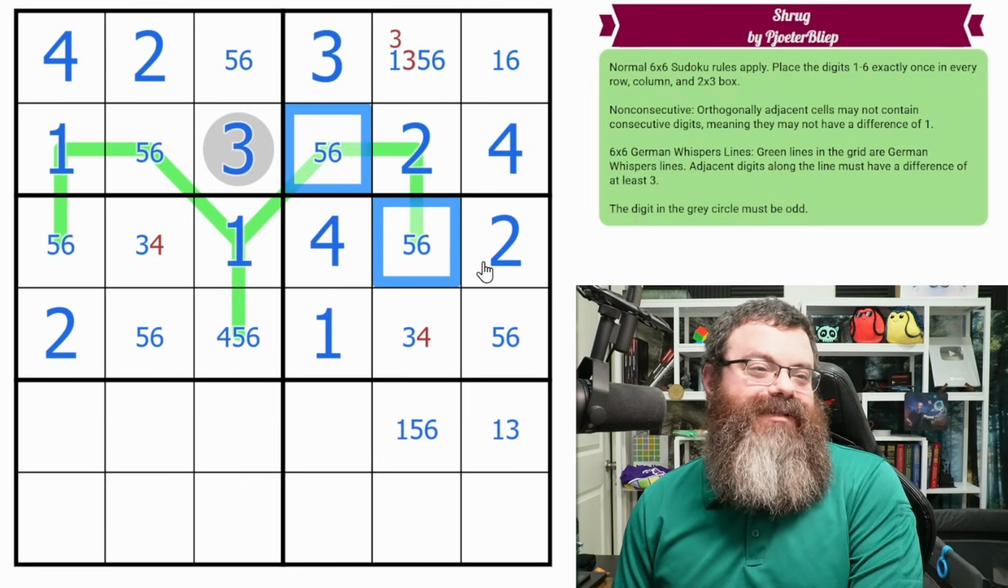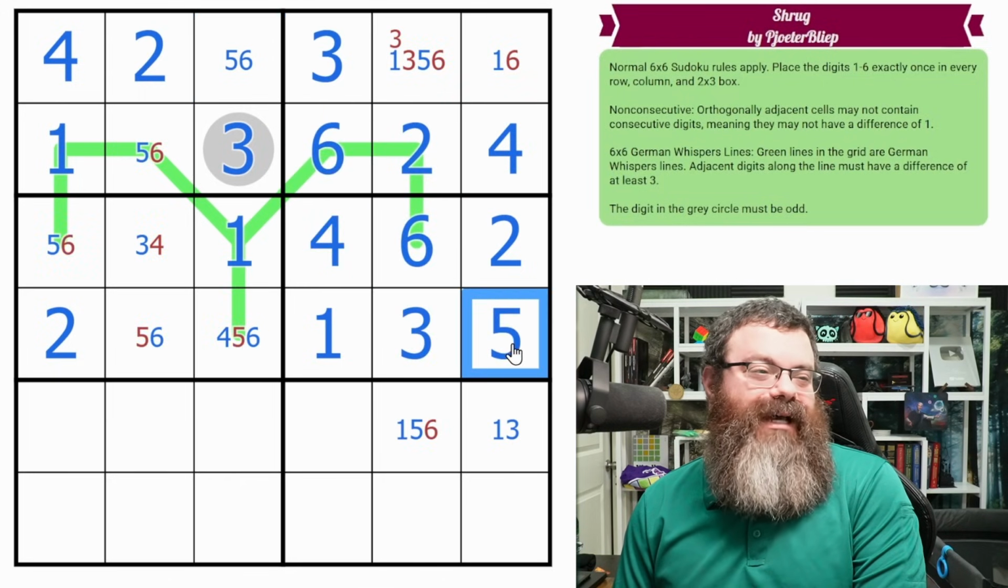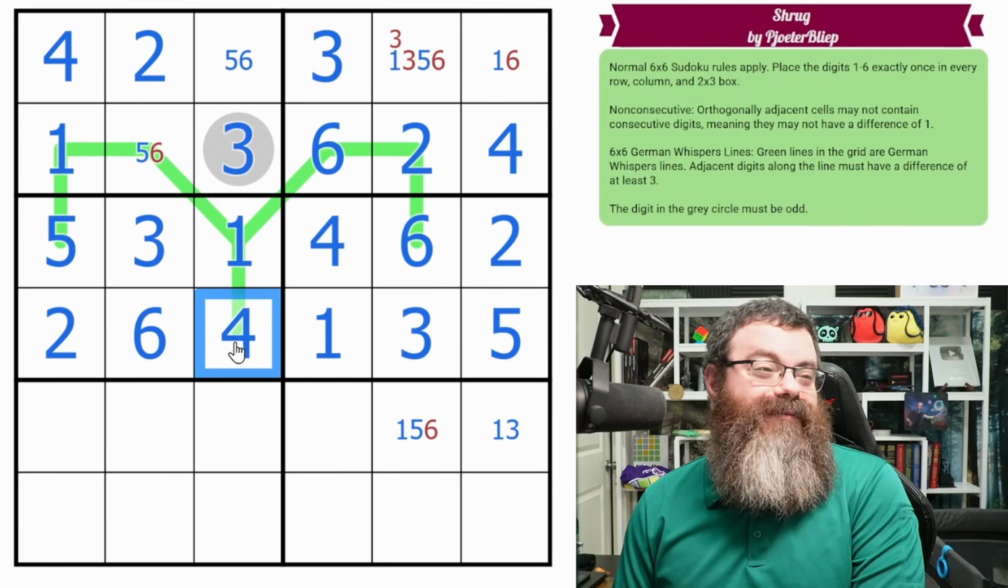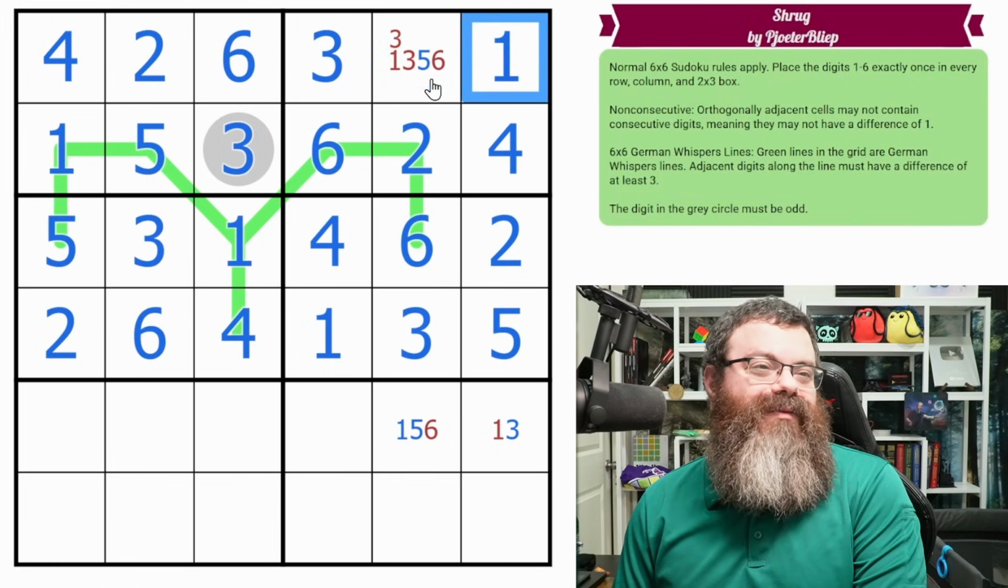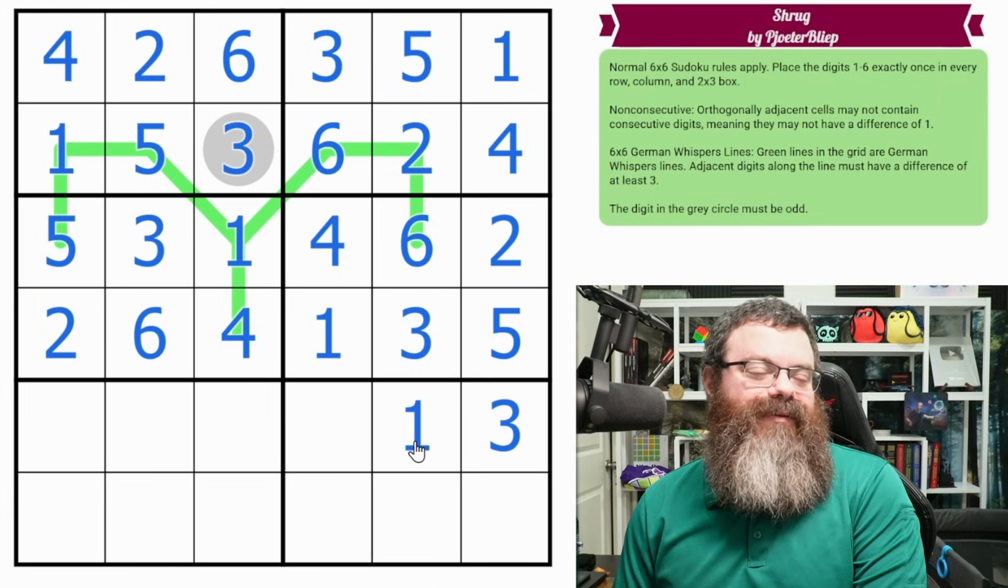4 can't be next to 5. So these are both 6. This is 3 and 5. This is 3 and 5. This is 6 and 4. We get our 5. We get our 6. We get our 1. We get our 5. That's 3 and that's 1.